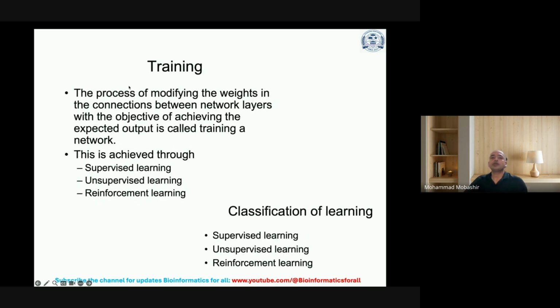Then training, which is the next part. The process of modifying the weights in the connections between network layers with the objective of achieving the expected output is called training a network. This is achieved through supervised learning, unsupervised learning. Supervised means that with the presence of a teacher, you want to learn something. Unsupervised means no supervisor, no teacher is present. Then reinforcement learning. You can also say these things are the classification of learning.